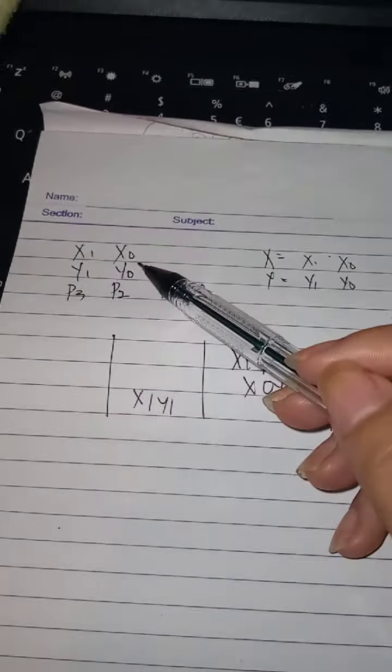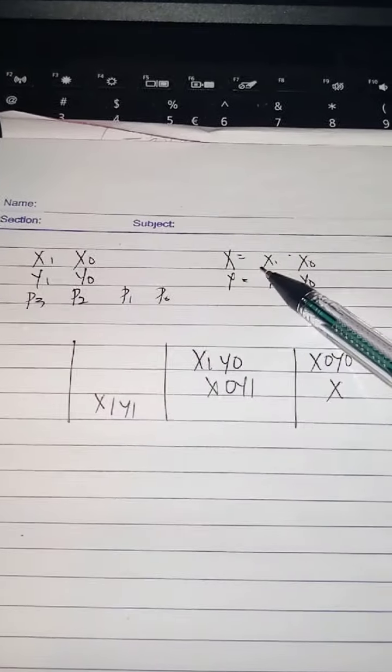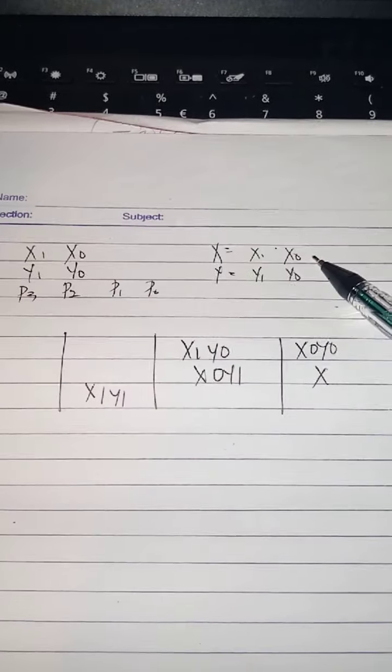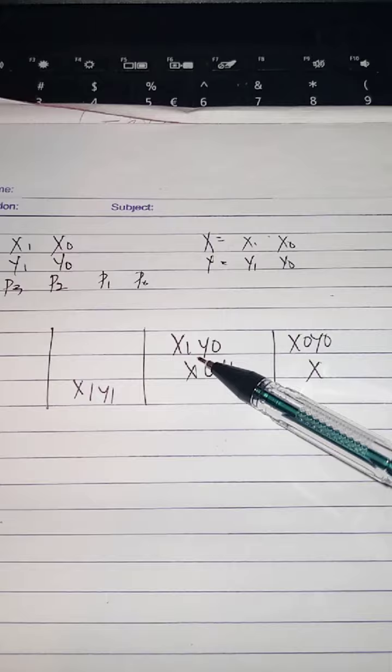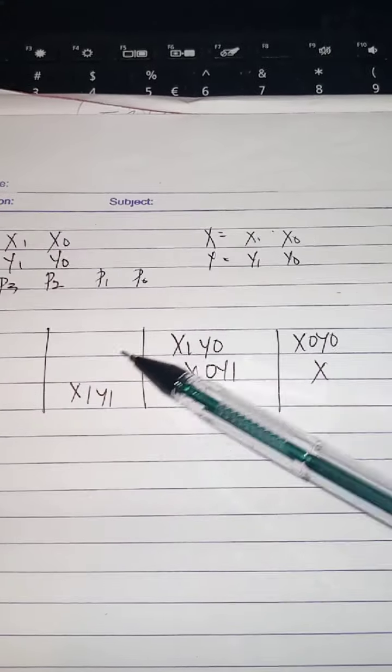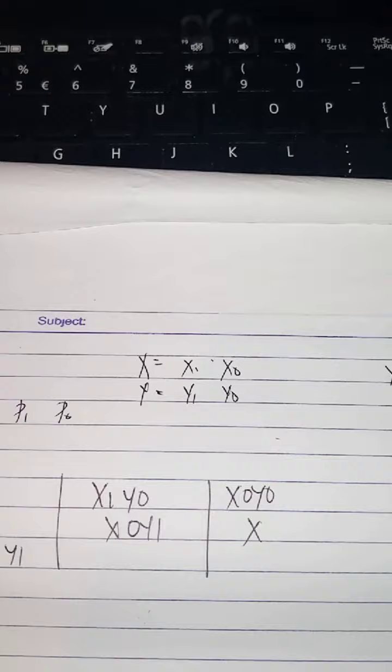So x1, x0, then y1, y0, then p3, p2, p1, p0. X equals x1, x0, and y equals y1, y0. To define the unknown product, we need to use a table. So we need to multiply x1, x0, y1, y0. So we need to cross multiply.